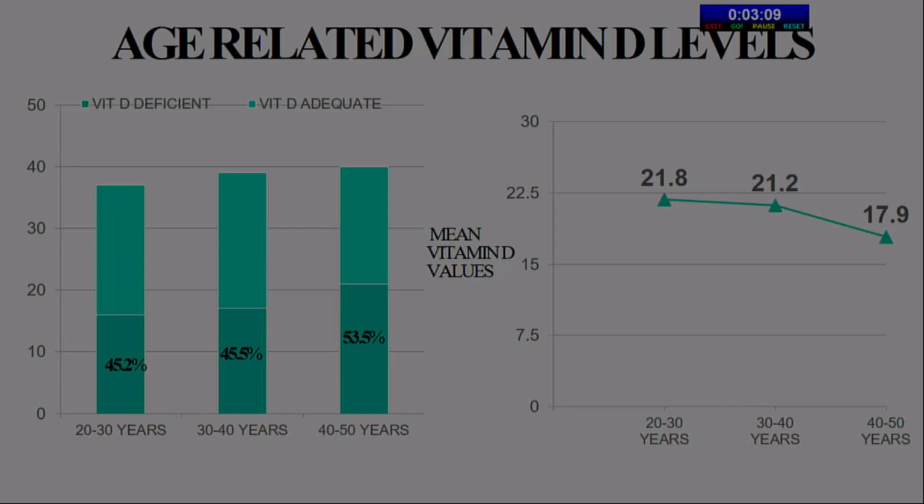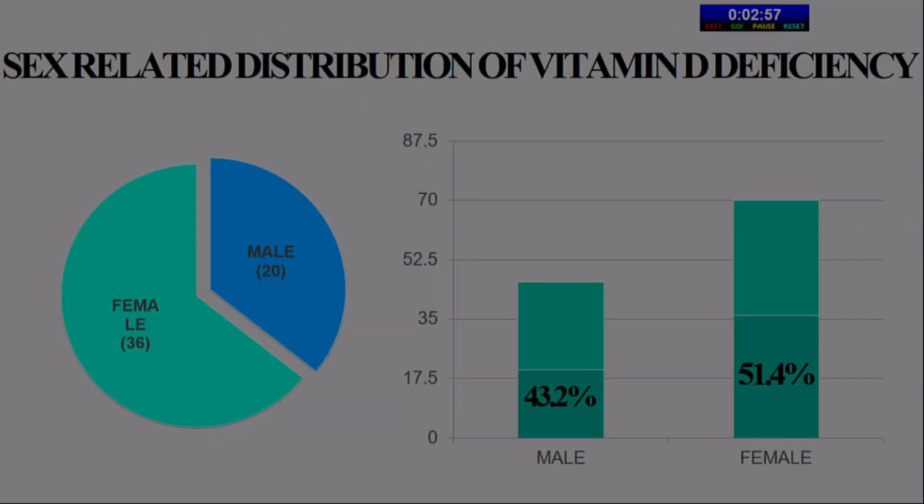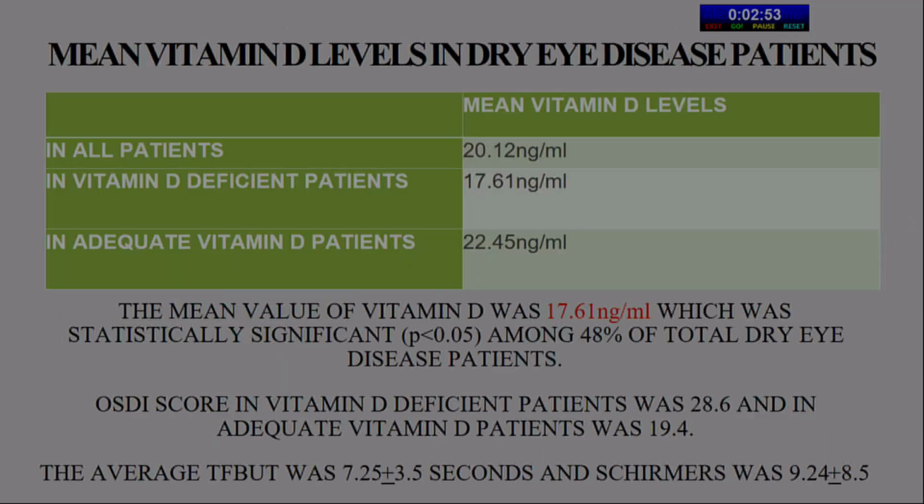In the 40 to 50 years age group, 53% of the patients had vitamin D deficiency, with mean vitamin D values of 17.9. Females were more prone to vitamin D deficiency. The mean value of vitamin D came out to be 17.61 nanogram per ml, which was statistically significant among 48% of total dry eye disease patients.